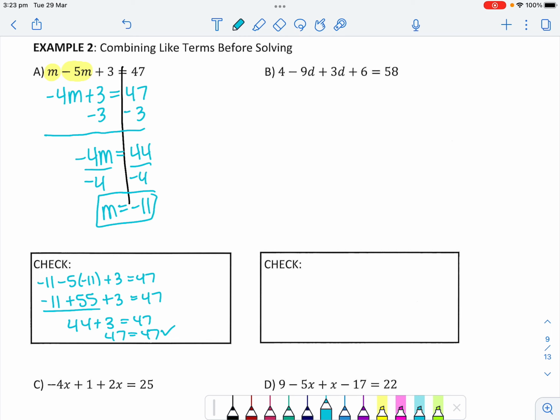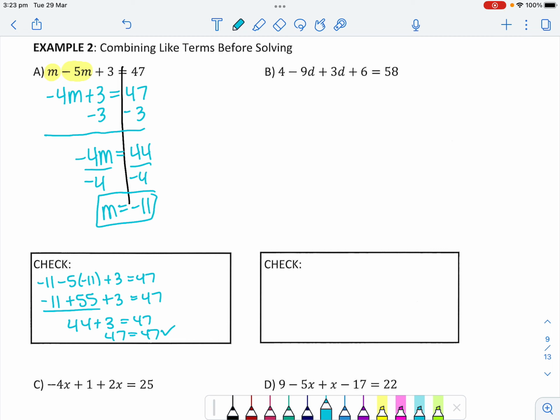But the most accurate equation that you should use is going to be that very original equation before you combine like terms, because if you combine like terms incorrectly, so you did something wrong, that's not going to show up until you try it in the original equation.